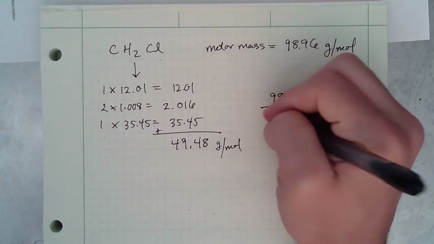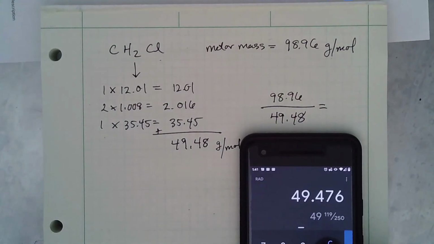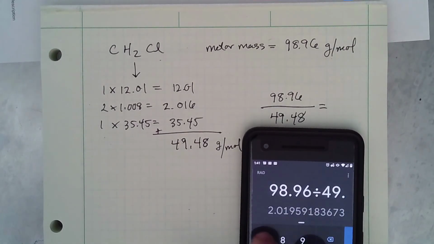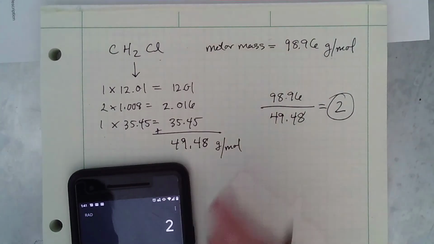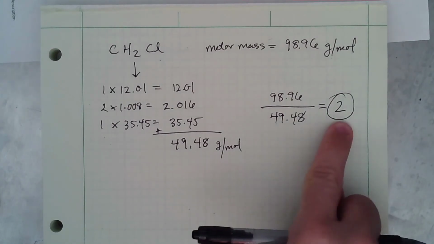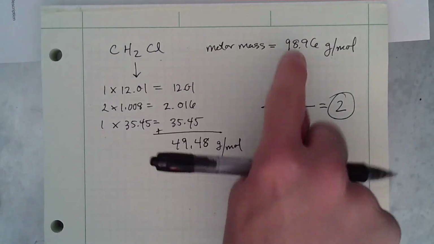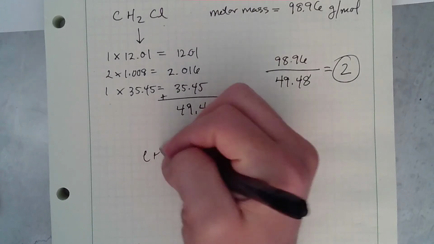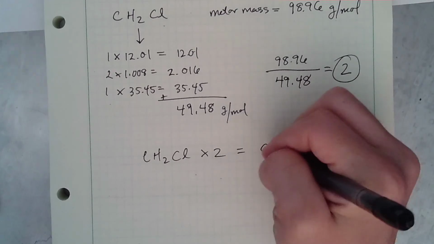If we take our large molar mass and divide it by the molar mass of the formula unit, we get, check this out, this is going to be nice and satisfying, 98.96 divided by 49.48, the number 2. That means there are 2 of this empirical formula in the molecular formula that has this molar mass. So essentially all we need to do is take the empirical formula, multiply it by 2, and that'll give us the chemical formula.